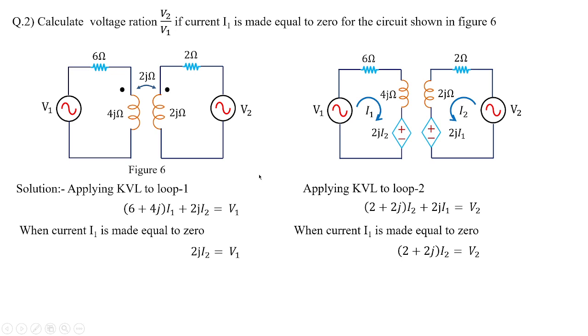Isn't that simple? What is the requirement? Requirement is the ratio V2 by V1. So I am going to take this equation dividing by V1. I'm going to get V2 by V1 equivalent to (2 plus 2j) I2 by 2j I2. I2 will get cancelled. So you have (2 plus 2j) divided by 2j. With the help of scientific calculator, you're going to get the answer very easily. That is 1 minus j. This answer is in rectangular form. With the help of calculator, convert into the polar form, whose value will be 1.414 at an angle minus 45 degrees. So this is how you obtain the result based upon the requirement, especially in the competitive exams.